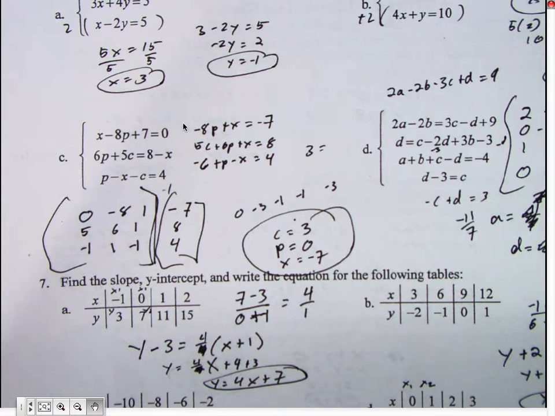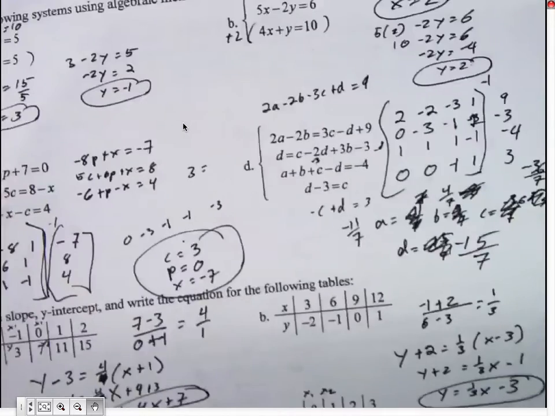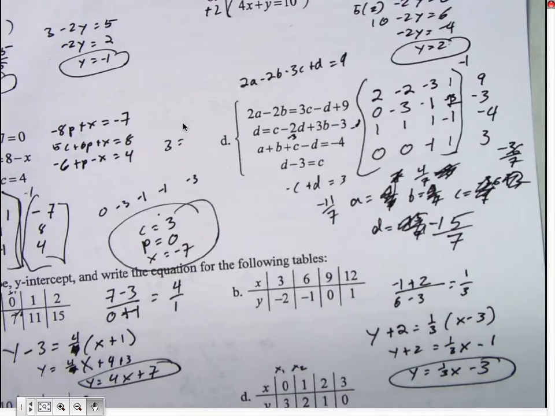Okay. D, same thing. I put it in standard form first. And then I put it in the matrices. And I got A is -11/7, B is 4/7, C is -36/7, and D is -15/7. Yes, ma'am. What's D? D is -15/7.